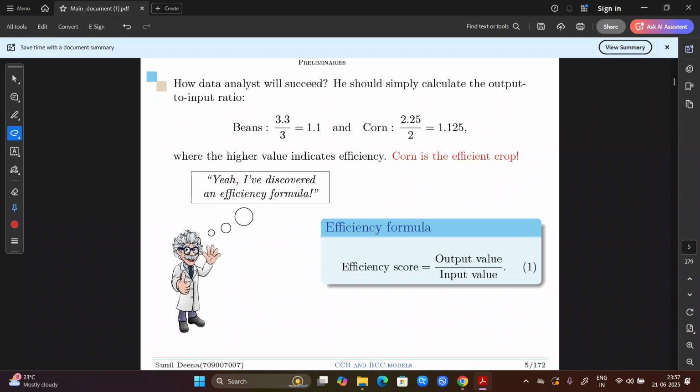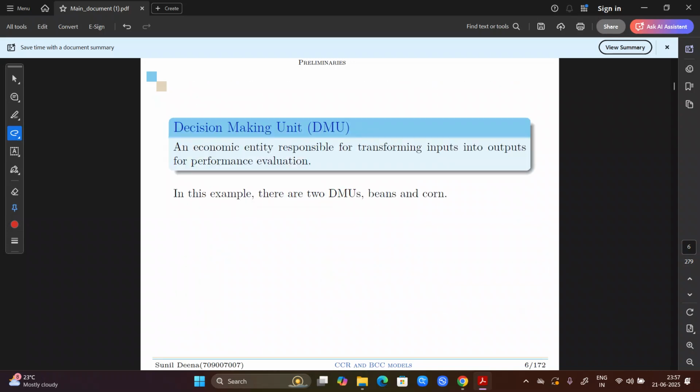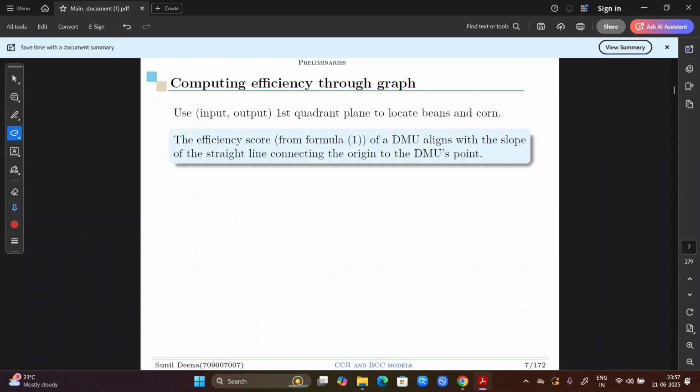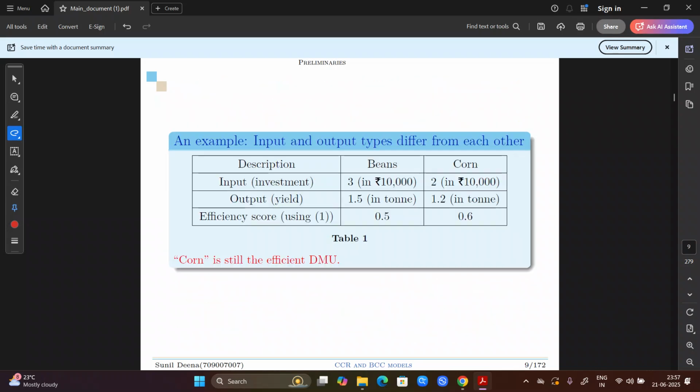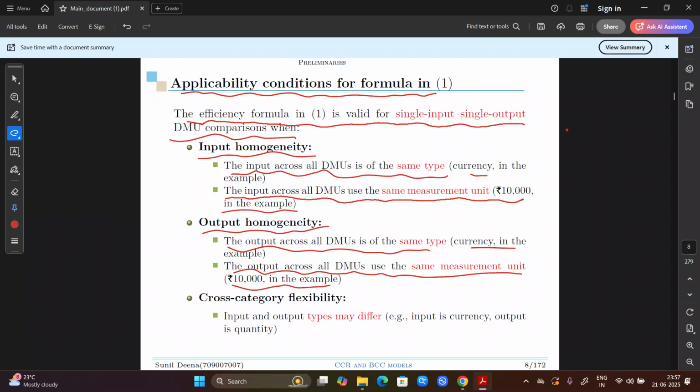So in this case, in which condition the formula 1 is applicable, I will explain through one example, then it is very easy to understand. Now consider an example where input and output types differ from each other. Here, in the third, cross category flexibility, input and output types may differ, that is, input is currency, output is quantity, and then also the formula 1 is applicable.